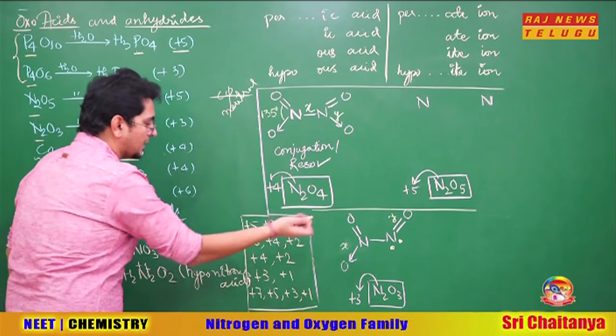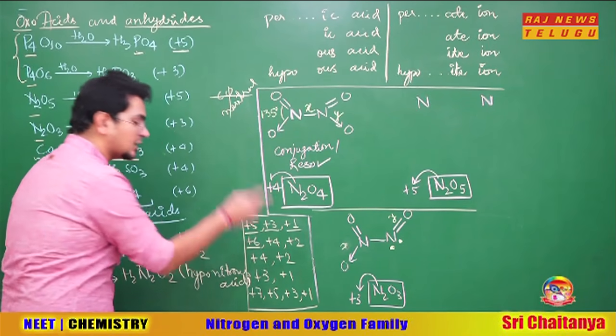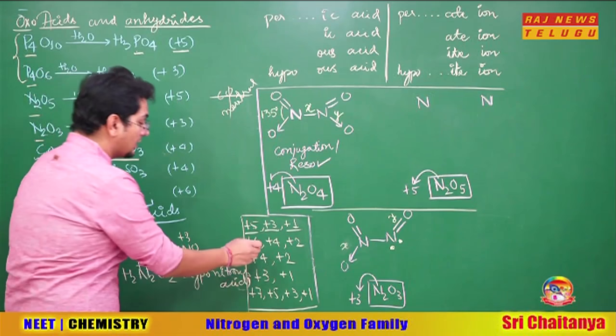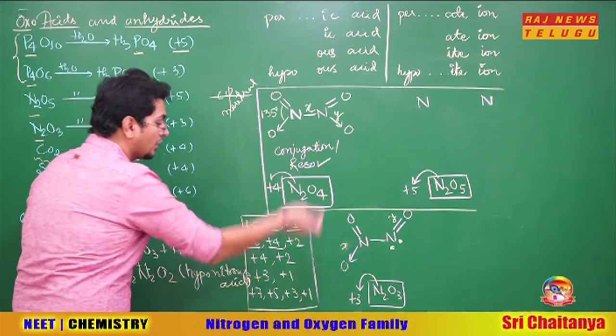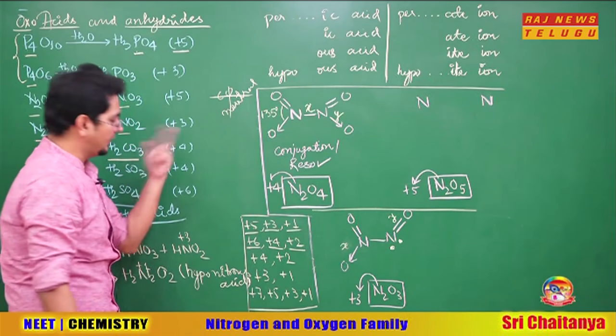+5, 2 less, +3, 2 less, +1. So only 3 positive numbers I can get. If the highest is +6, oxygen family, then +6, 2 less, +4, 2 less, +2, and the next number is going to be 0. So positive 3 numbers I can get.